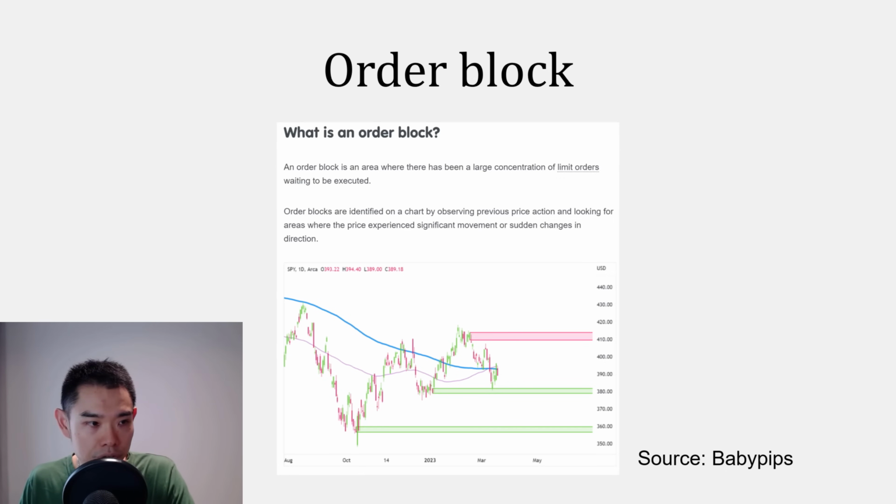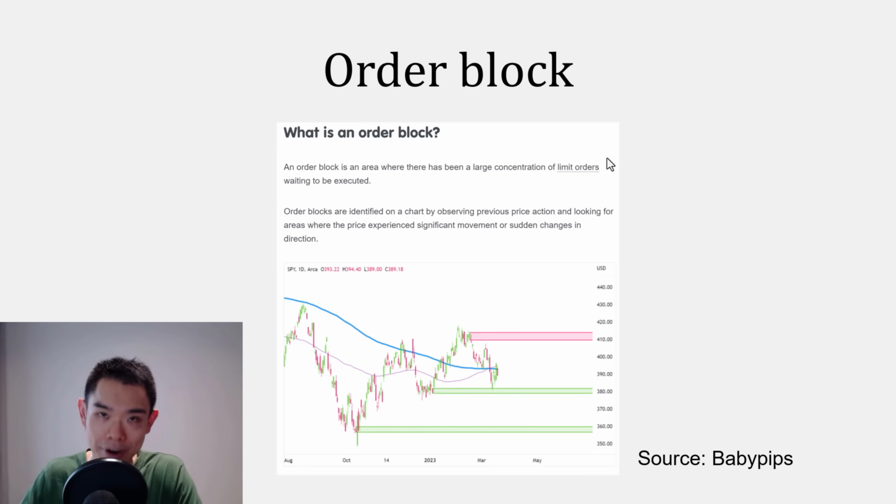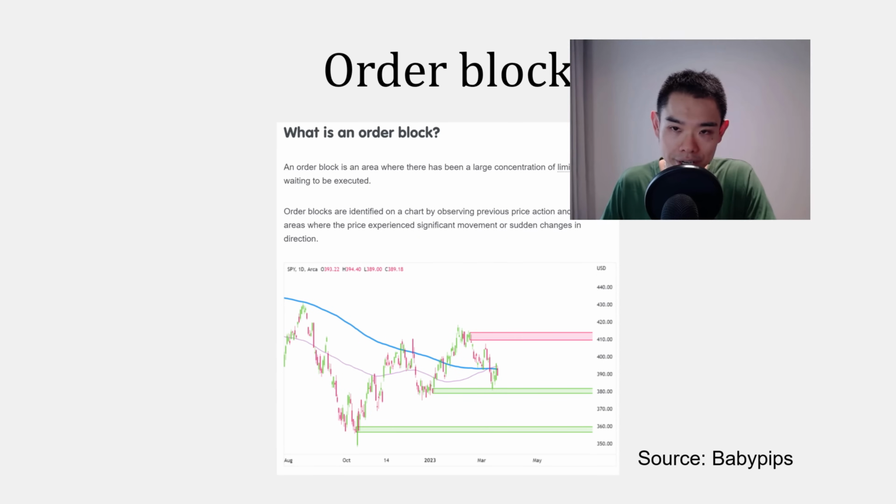And then the second statement over here says that order blocks are identified on chart by observing previous price action and looking for areas where price experiences significant movement. So in other words, if you ask me, my first thought is support and resistance. Anyway, let's have a look at a few examples that I found on Google, and you can have a look at it.